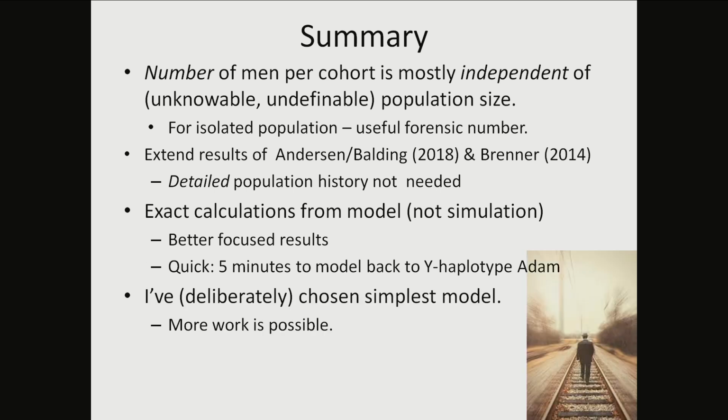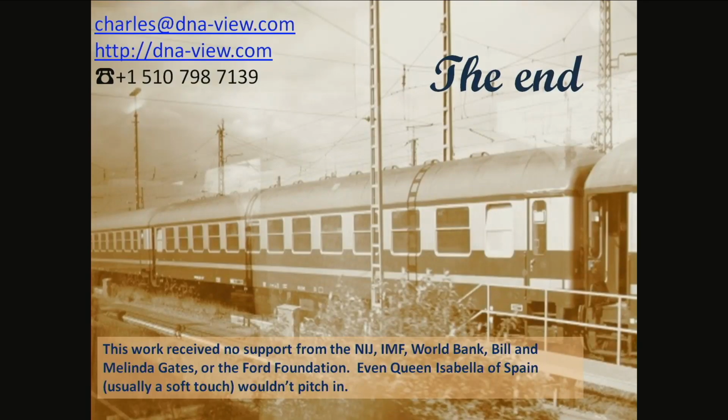In fact, with this model, and the computation, and no doubt because we're using cache memory in such an efficient way with APL, we can actually model all the way back to Y-haplotype Adam in less time than it took me to give this talk. Maybe a lot less, I forget. Now, I certainly made some simplifications, and so more work is possible. But it's time to walk off into the sunset, so let me try to move on.